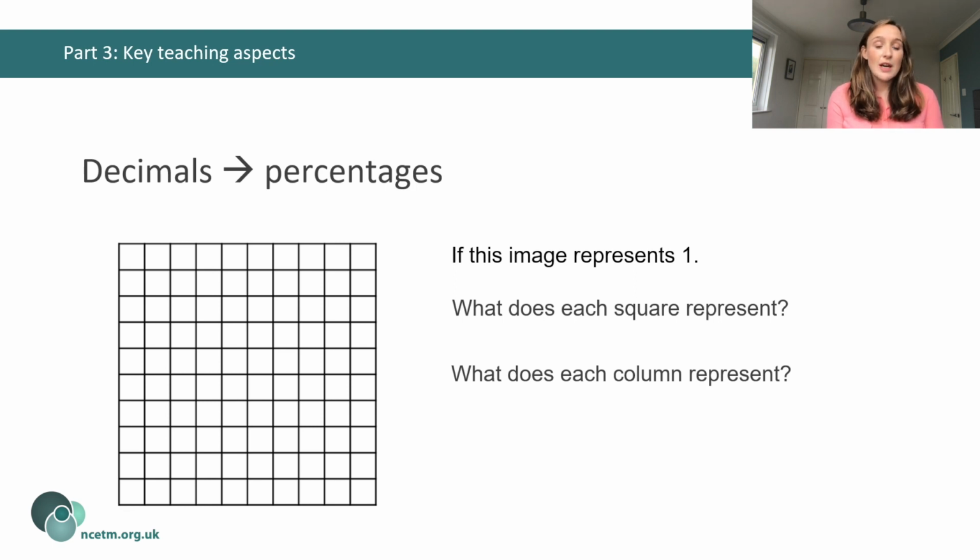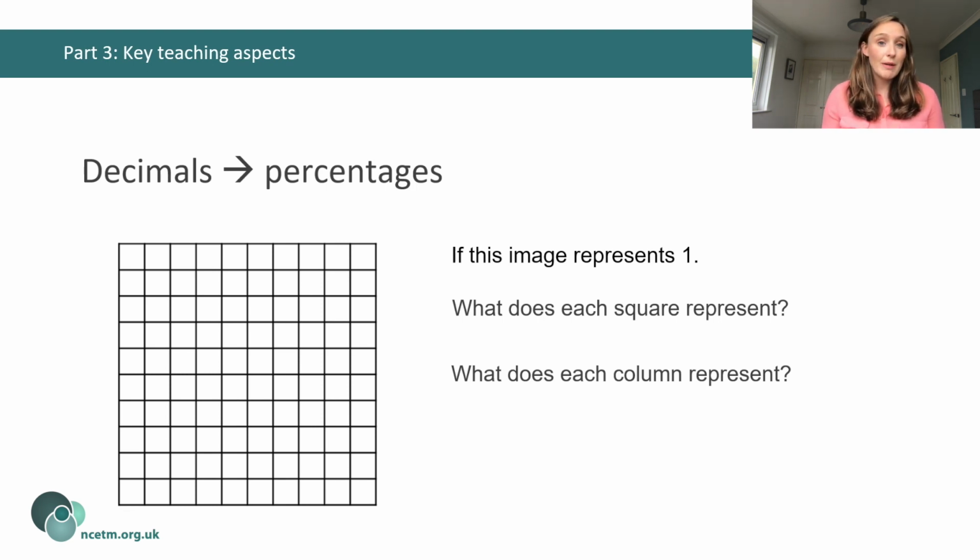I ask them to shade in, okay, well, if the whole thing is 1 and each square represents 0.01, and each column represents 1/10, so that's 0.1, how could we shade in 0.37, for example? Or how could we shade in 0.02? And how is 0.02 different from 0.2, for example? And so really getting to grips with what this representation is, and how they can manipulate it and how they can represent different numbers using this grid.